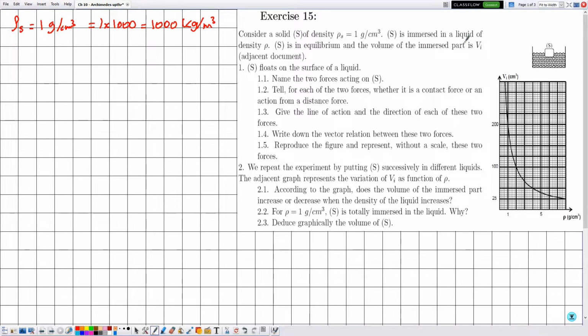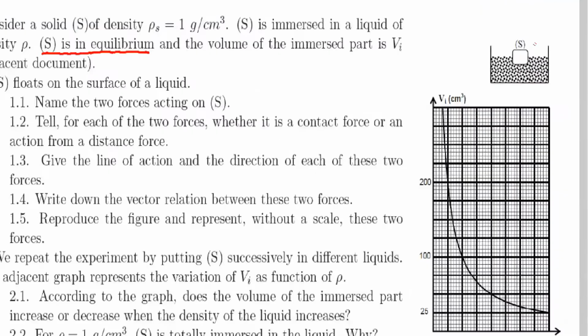S is immersed in a liquid of density rho. So the liquid is of density rho. S is in equilibrium. So at any moment in this exercise we can use the condition of equilibrium, and the volume of the immersed part is VI, adjacent document. They mentioned this document, so now we can use it. Notice that here the solid S is floating at the surface of the liquid, and this is the volume of the emergent part.